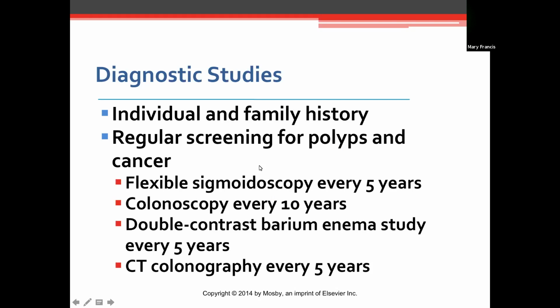So the diagnostic studies: first would be a detailed history for the individual and the family. There is a very, very high correlation within families. Regular screening for polyps and cancer: the flexible sigmoidoscopy is every 5 years, and that really is what provides them with the information. The gold standard is the colonoscopy, a double contrast barium enema study every 5 years, and a CT colonography every 5 years.